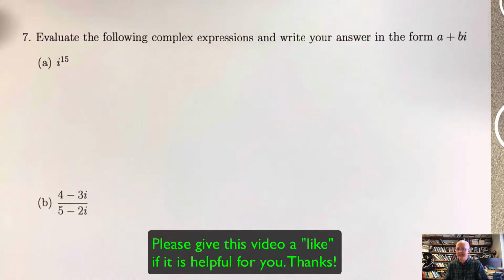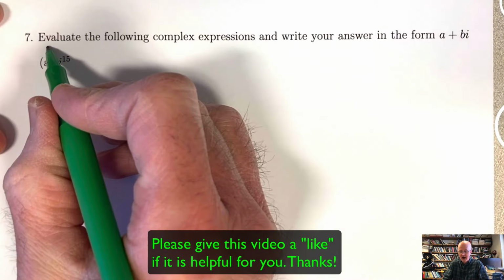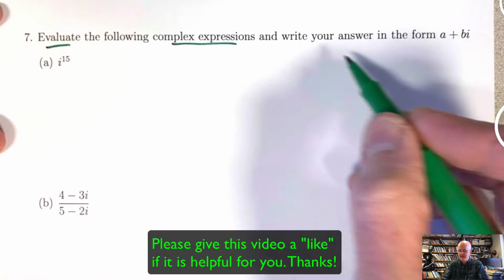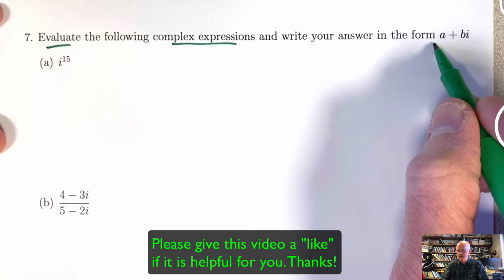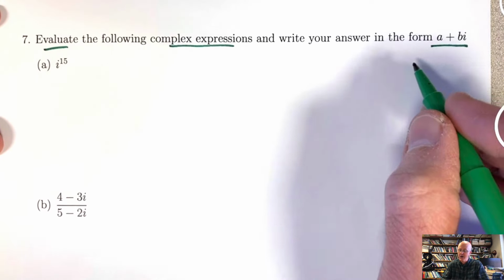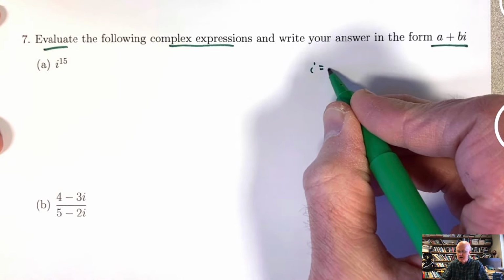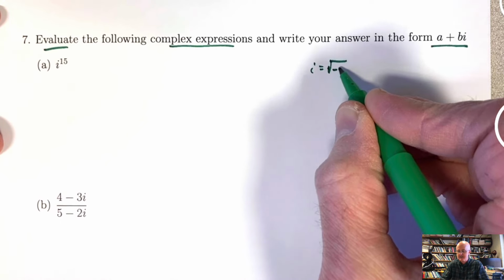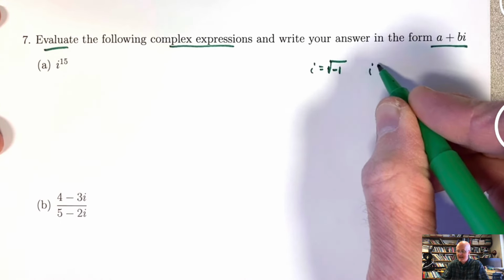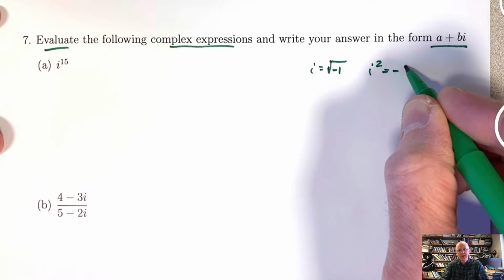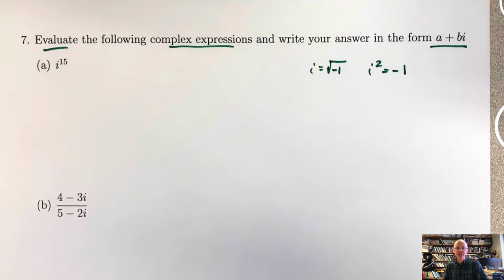So in the second to last problem, we want to get a little bit of practice evaluating complex expressions and writing the answer in the form a plus bi, where i is the so-called imaginary unit, the square root of -1. It has the property that i squared equals -1. The imaginary unit. Does the imaginary unit exist?